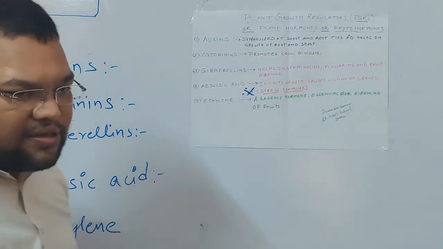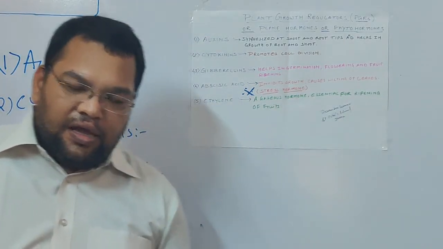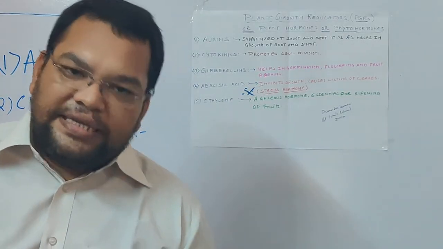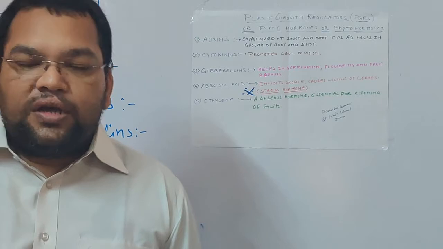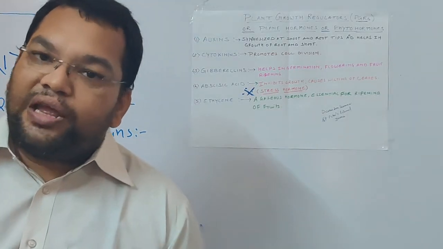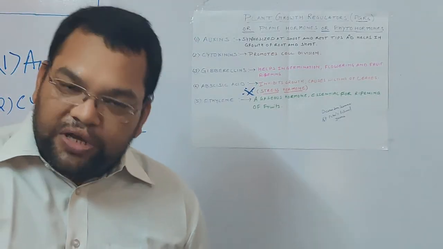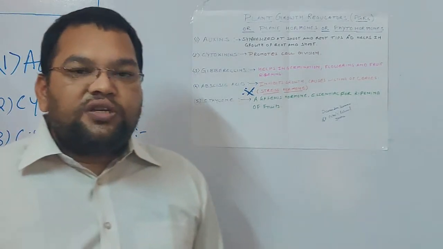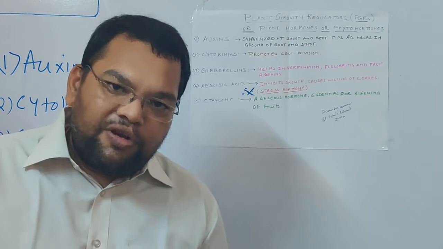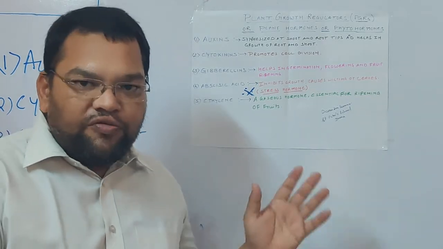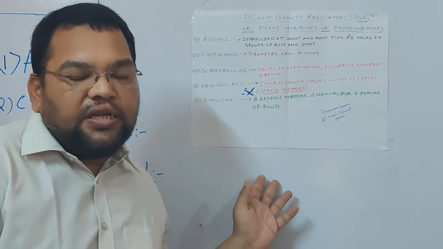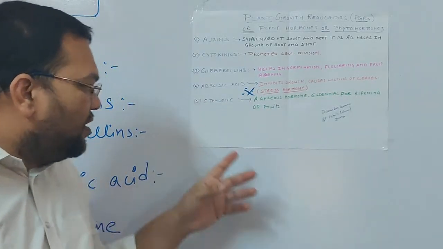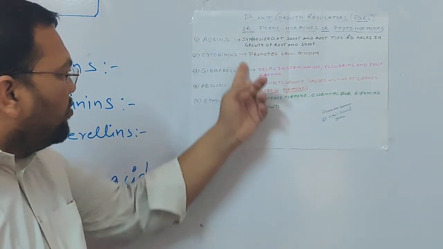Now the last one is the ethylene. Now ethylene is the gaseous hormone. And it is very, very important for the ripening of fruits. So many times I found the question on that, ethylene. Now which hormone is responsible for the ripening of fruits? So ethylene is responsible for the ripening of fruits. So these are the various types of plant hormones.